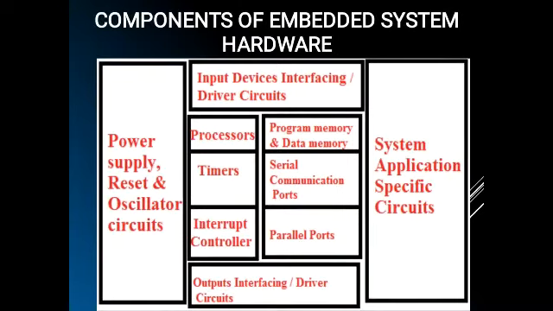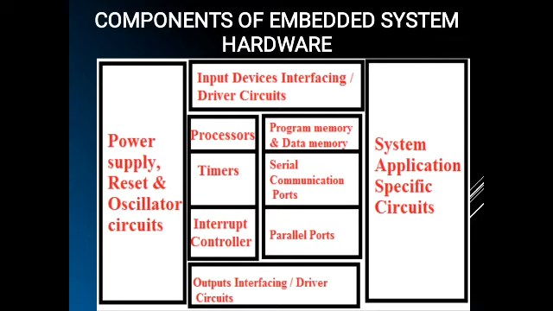Let me start with the components of an embedded system hardware. This is the general structure for an embedded system. For the hardware architecture, we need a power supply and reset oscillator circuit, and then input devices for interfacing to the processor, and the driver circuits needed to process them. Then we need the same for input device drivers. Here also we need output interfacing device drivers.